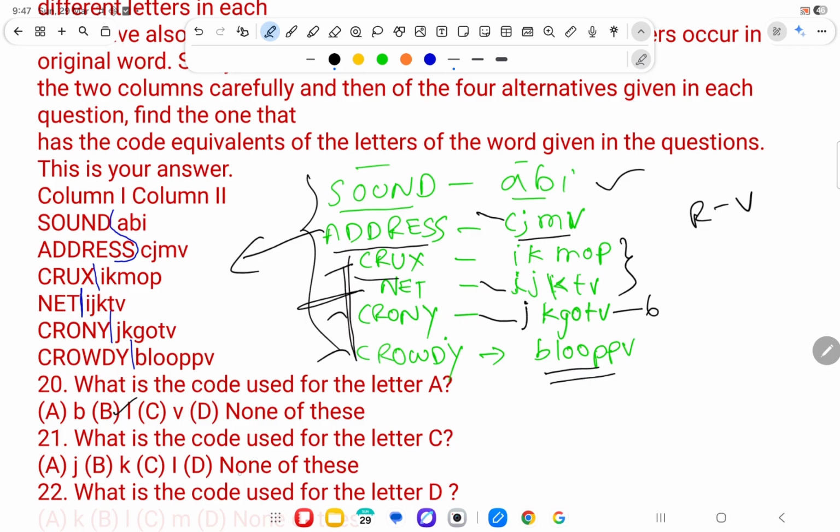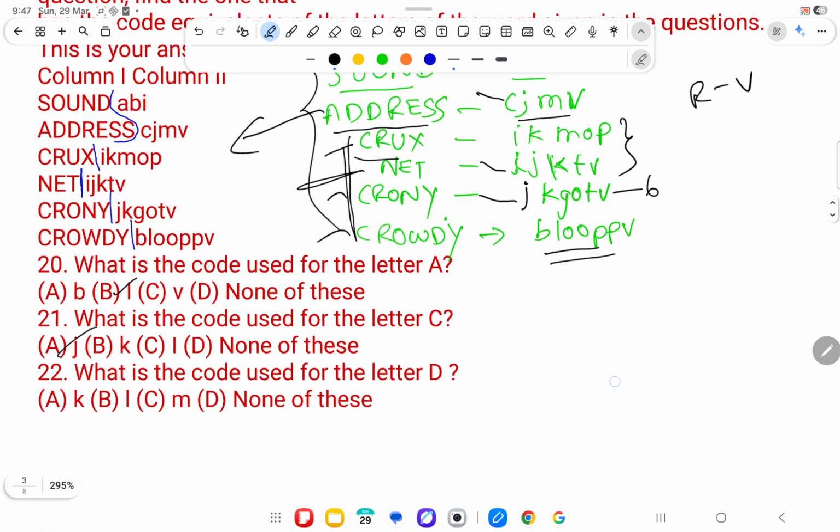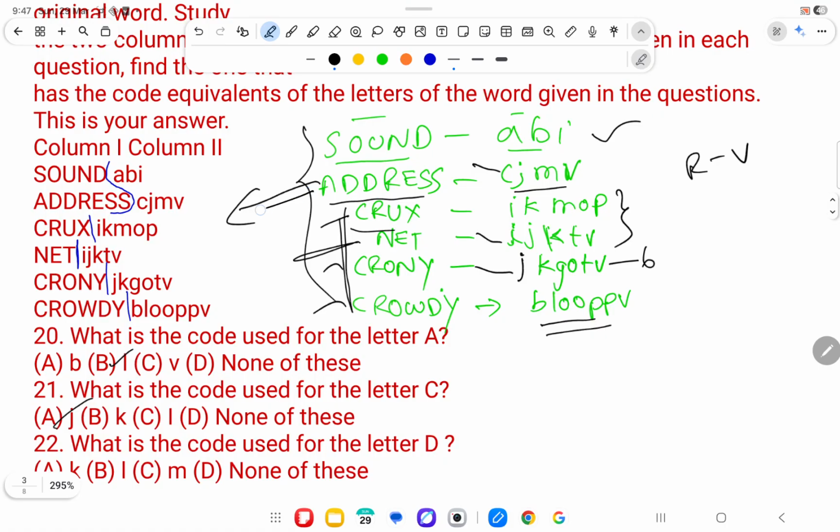So C is for J. Then what is the code used for letter D? See, in the word address, two letters are repeated, that is D and S. So D can take O or P, or S can take P or O. Now D is repeated anywhere in the word sound and also crowdy.